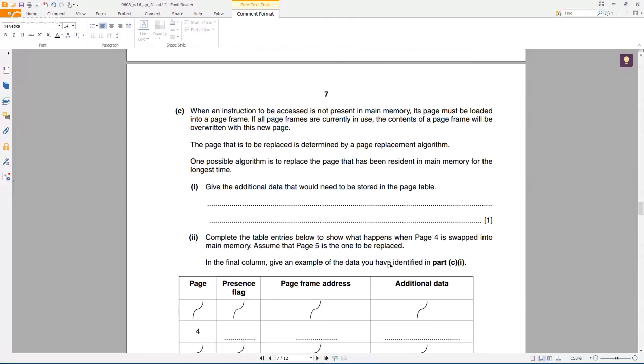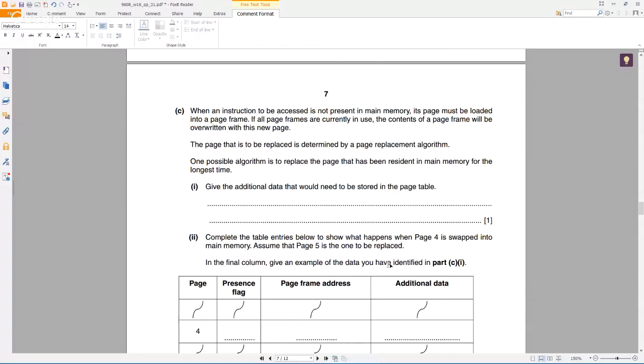So when an instruction to be accessed is not present in the main memory, the page must be loaded into a page frame. If all pages are currently in use, the content of a page needs to be overwritten. Of course, it might be possible that a program is using more than the available memory. In that case, if all the memory is filled and the program needs to access a particular part of the memory that is not in the main memory, but is stored on the secondary storage, the page needs to be loaded. The page frame needs to be loaded, but you need to replace one of the current ones in order to make room for it.